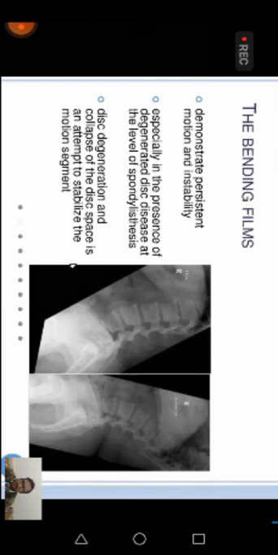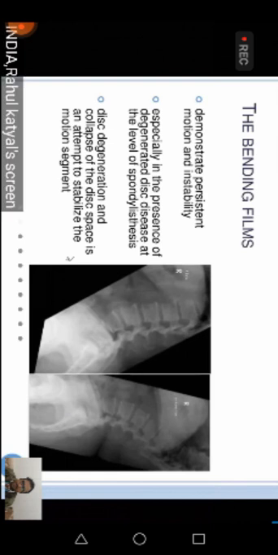Okay, is this clear? Dr. Raul? Yes, sir. Can I ask a question? Yes, sir. What causes the shift of the sacral bone? What causes the shift of the bone?